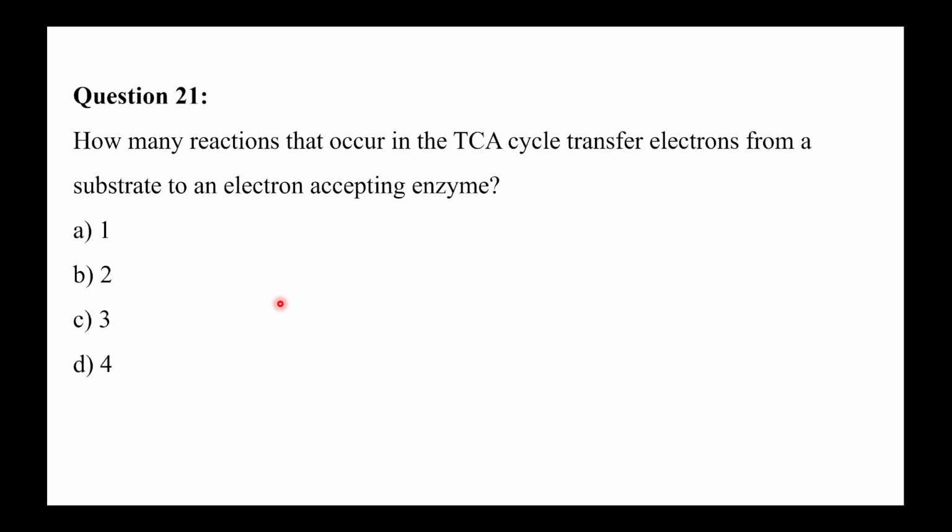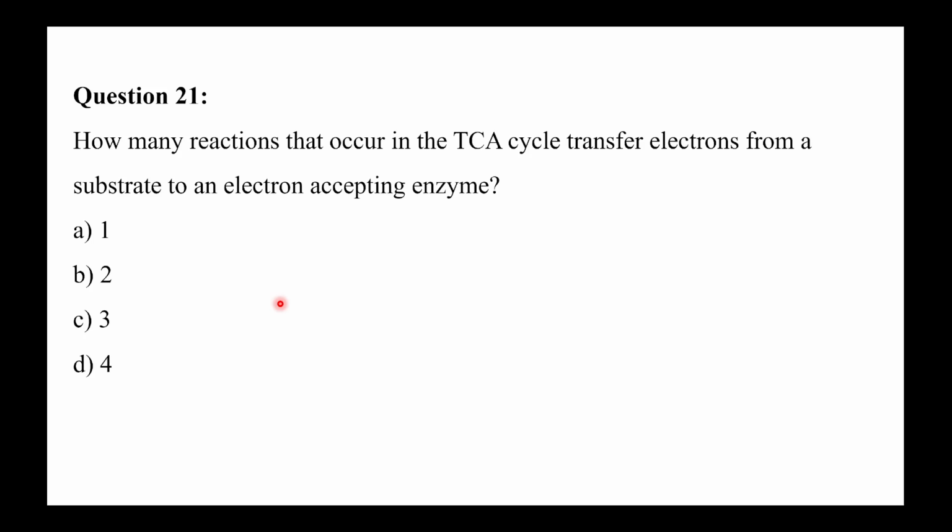Okay. This is clear to everybody. Moving on to the last question of this session. Question number 21. How many reactions that occur in the TCA cycle transfer electrons from one substrate to an electron accepting enzyme? How many reactions that occur in the TCA cycle transfer electrons from the substrate to the electron accepting enzyme?